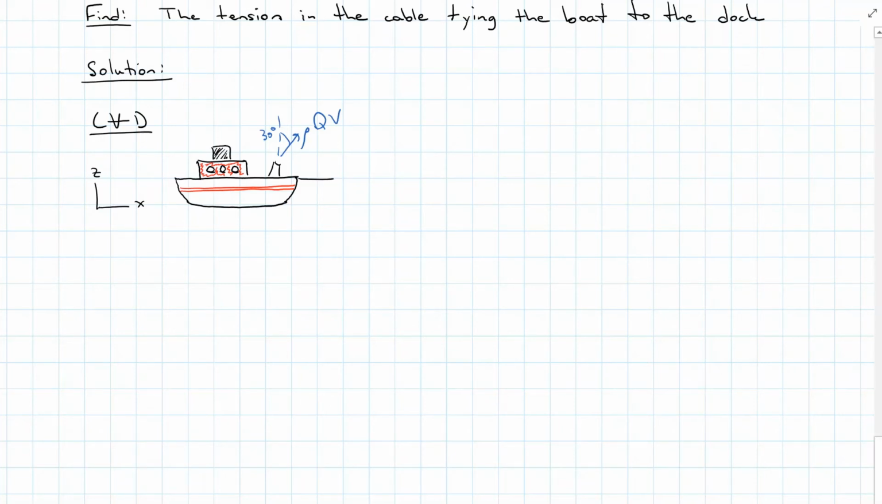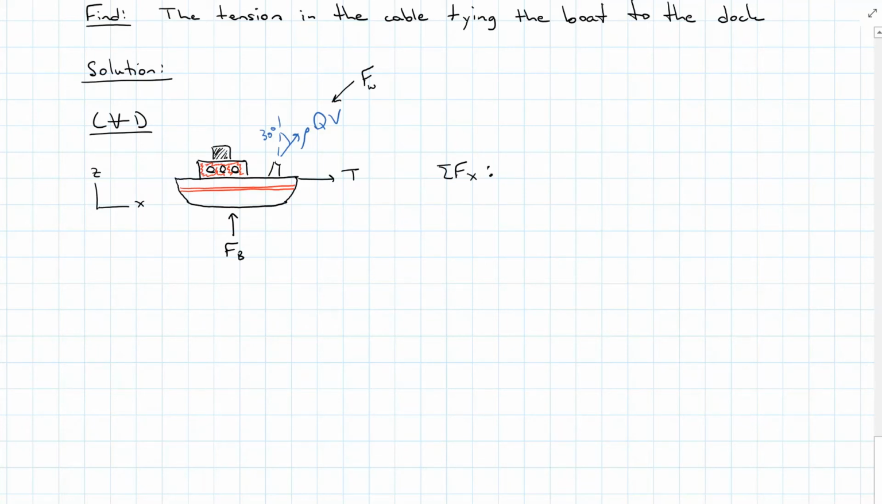So that means my forces are going to be the tension in the cable. It's going to be the pressure force acting back on the water. And then whatever force is holding up our boat. The only thing that I'm looking for in this answer is the tension in the cable. So I'm going to sum forces in the x direction.